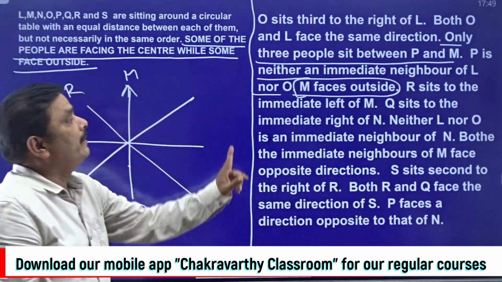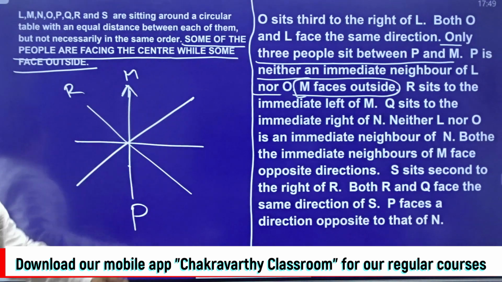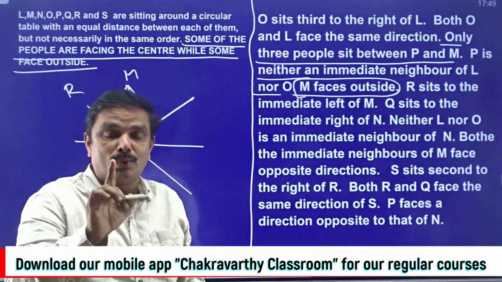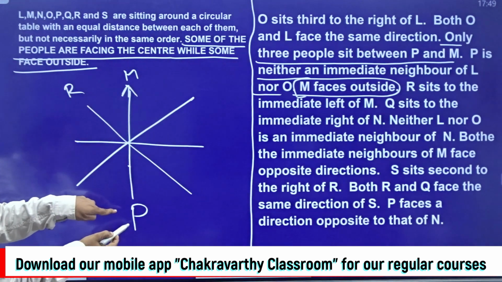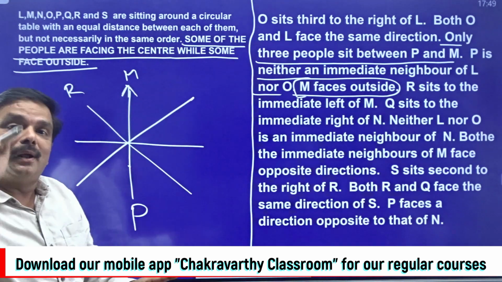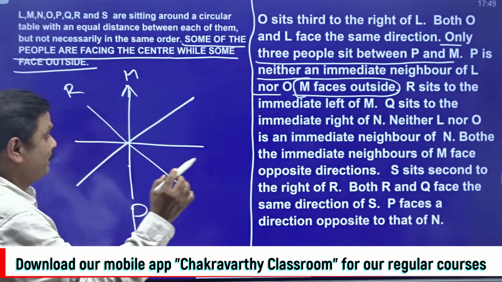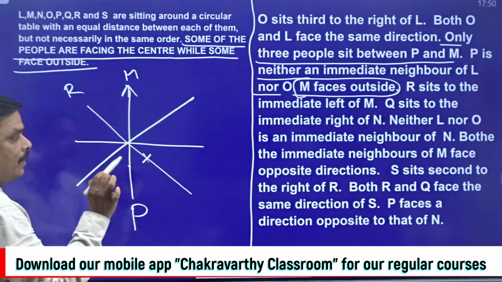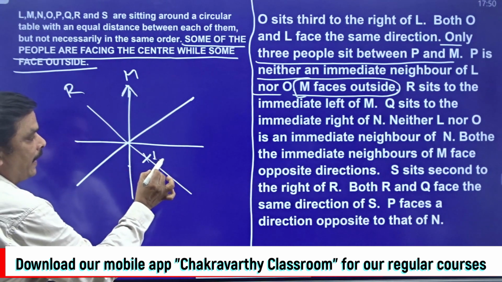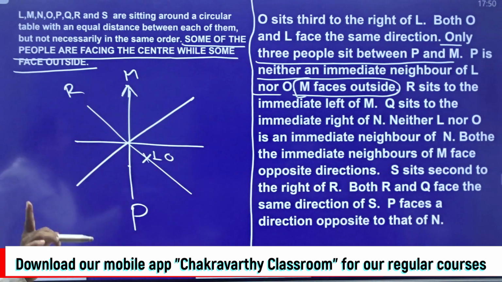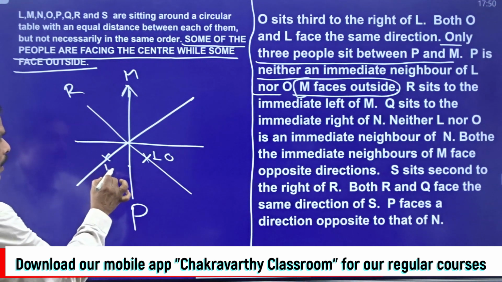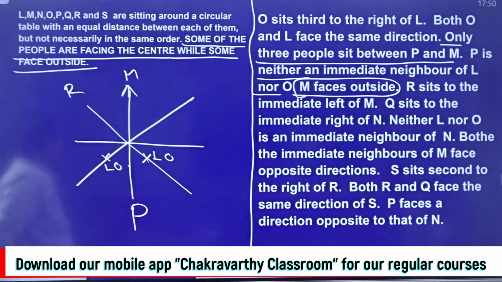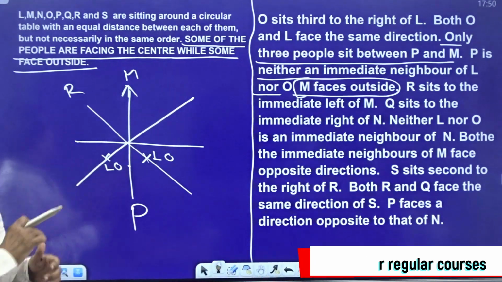P is neither an immediate neighbor of L nor O. You have to make it as a habit, students. You have to squeeze out the data. Now, P's place is confirmed. P is not the neighbor of L as well as O. That means this place is not feasible for L or O. L or O should not be here. Similarly, L or O cannot be here, students. This is how you need to squeeze out the data.